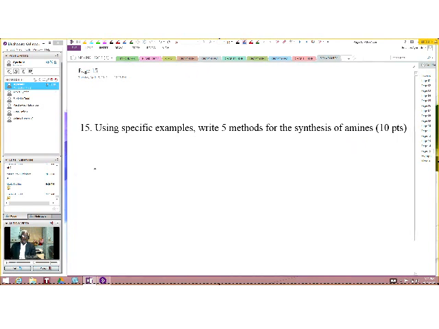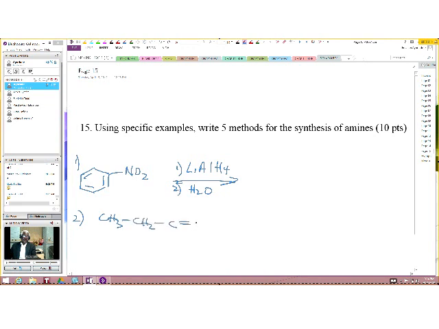I will give you a few examples. Reduction of a nitro group with LAH, lithium aluminum hydride. That is one. Reduction of a nitrile with LAH, followed by hydronium ion. That is another method.